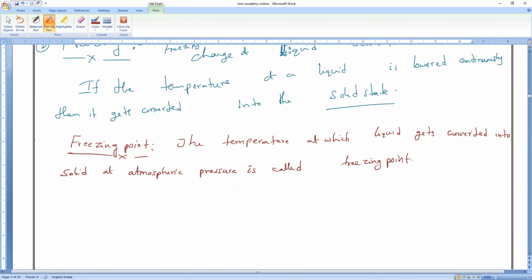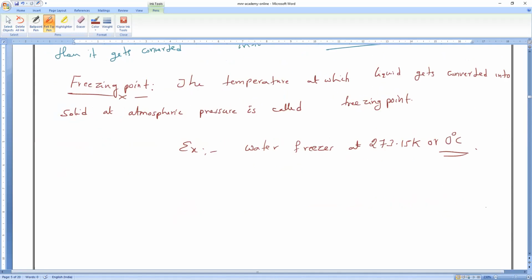So what is the freezing point of water? Anybody can tell? Yes, water freezes at 0 degrees Celsius, 273.15 Kelvin, or 0 degrees Celsius. Is it okay, guys? So now, do different substances have different freezing points or the same freezing point? Different freezing points.